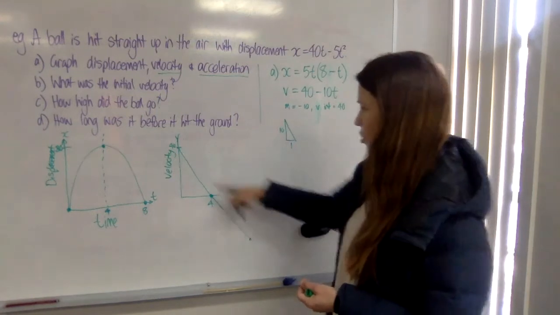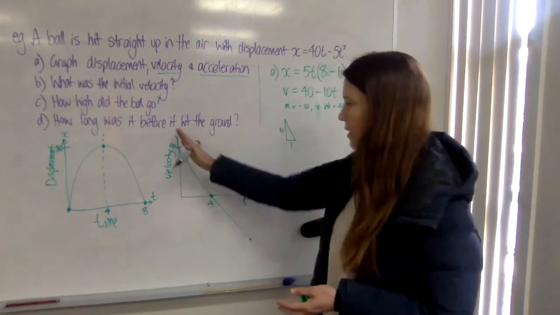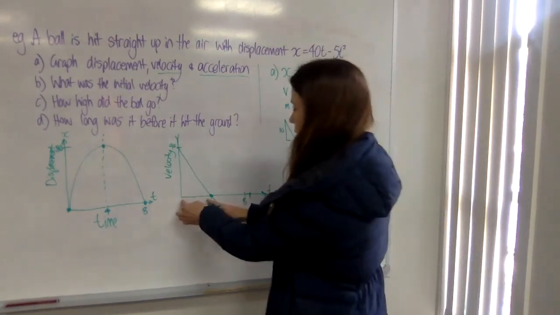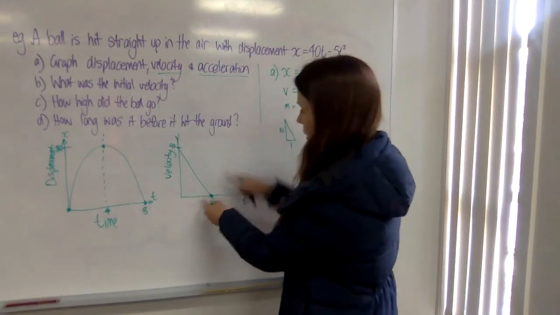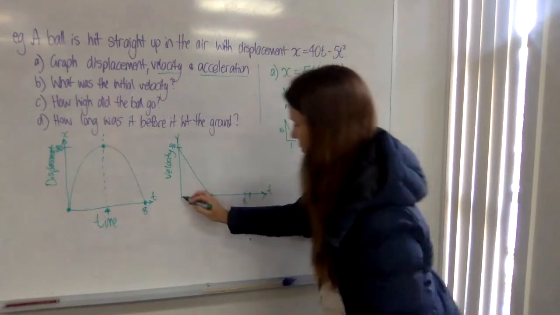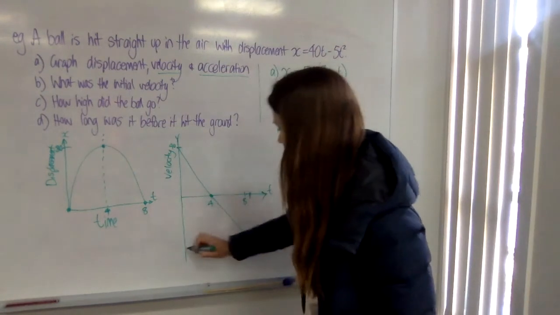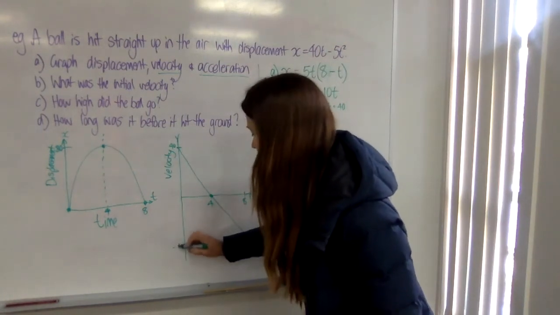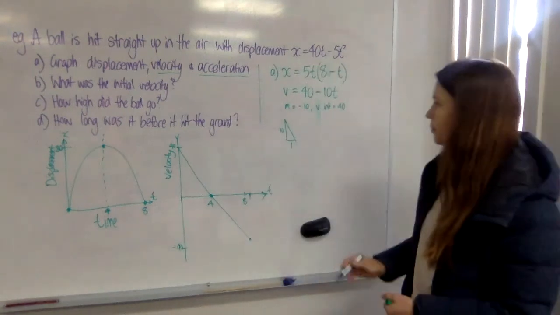Now, this is a straight line, so the gradient is going to stay. So this distance and this are the same. So this height is going to be the same as the negative height that I have here. So this point down here by rights should be minus 40, and I can label that.